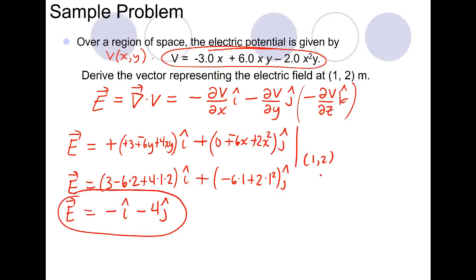So how do we draw it? Okay, so here's our coordinate system. Here's the point (1, 2). And we know that to get the electric field, we have to go negative 1 i hat and negative 4 j hat. So that is going this way. That is our electric field vector.